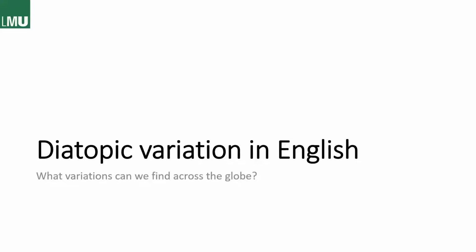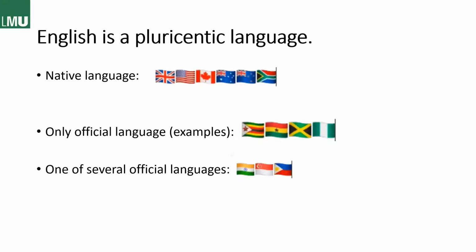So now let's get into diatopic variation in English. And let's start with what variations can we find across the globe? So first we have to address that English is a pluricentric language. So we have the two established standards of received pronunciation in the UK and General American in the US. As you can see in the top line, native language, the first two flags, those are the most established standards. But then we also have English as a native language in Canada, in Australia, in New Zealand, and in South Africa.